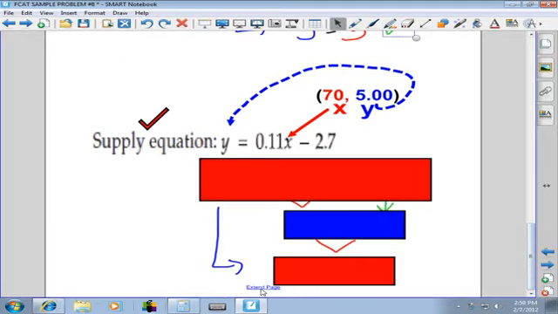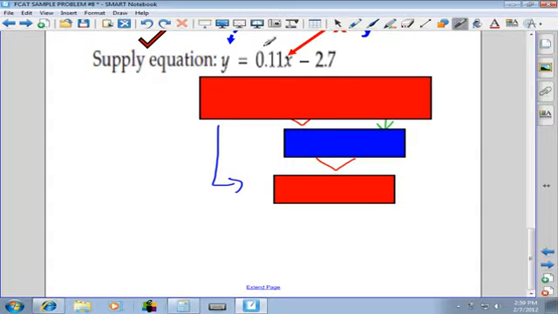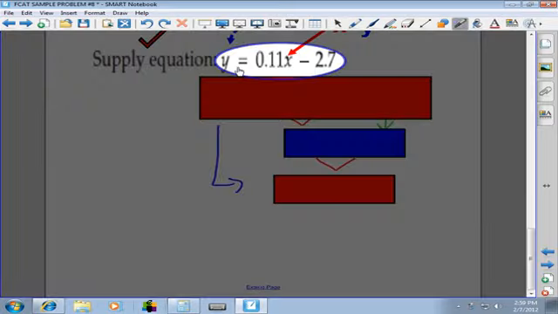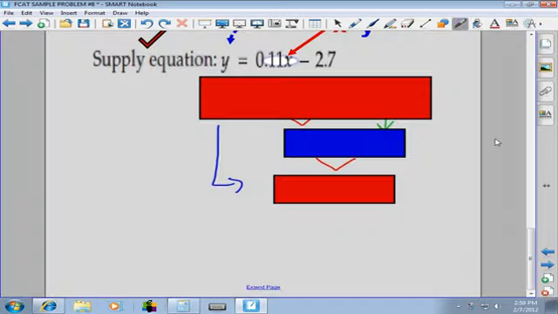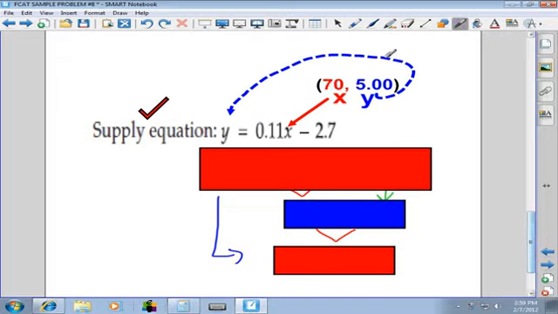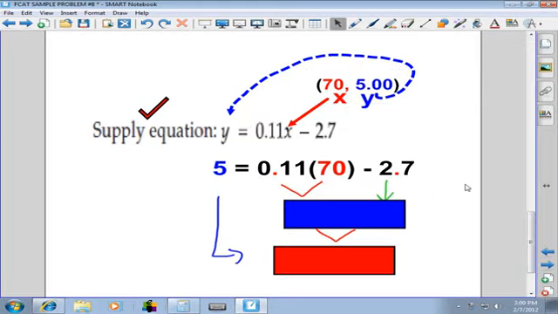On your paper, please write down the linear equation y equals 0.11x minus 2.7. To make sure I have the correct ordered pair, I'm going to substitute 70 for x and 5 for y. Please write this down in your paper. It's getting annoying, huh? Okay. Just want to make sure you're paying attention.